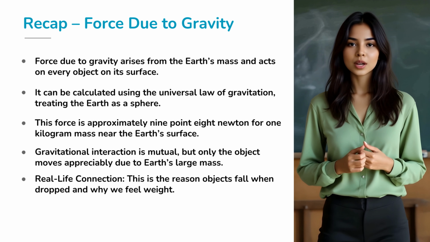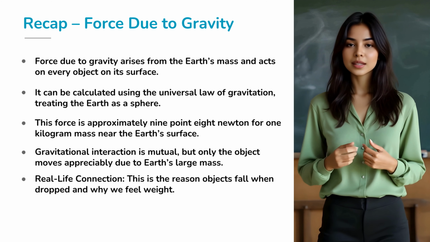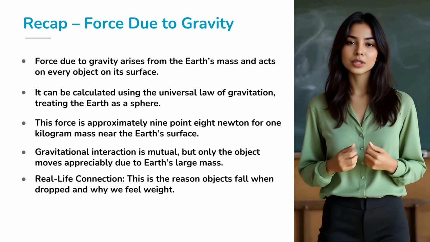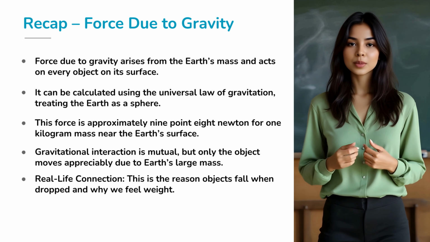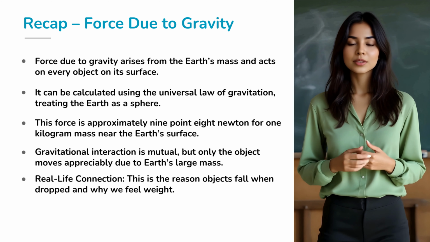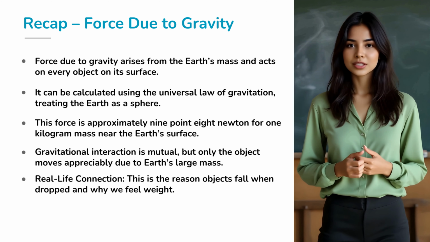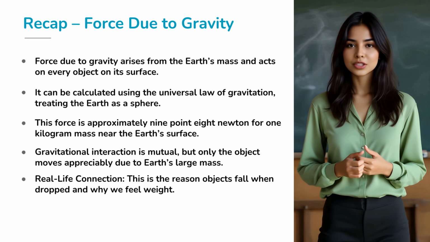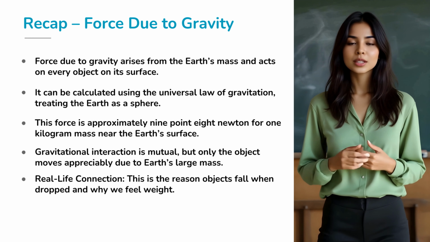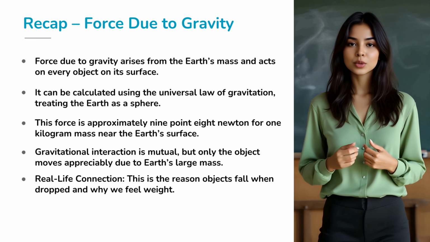So to sum it all up, force due to gravity is the invisible hand that holds us to the ground. It's a universal interaction between any two masses. On Earth, it gives everything weight and pulls objects down, with a nearly constant force of about 9.8 newtons per kilogram. This force explains why things fall, why we stick to the ground, and why planets and moons orbit each other.